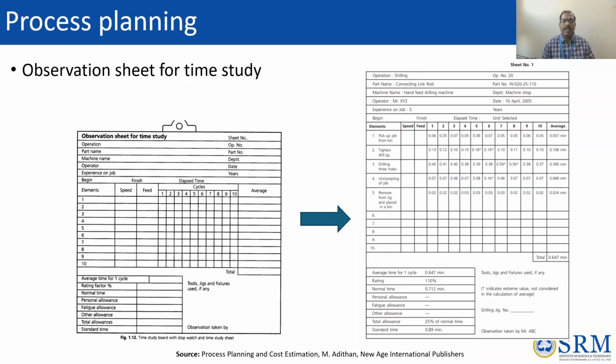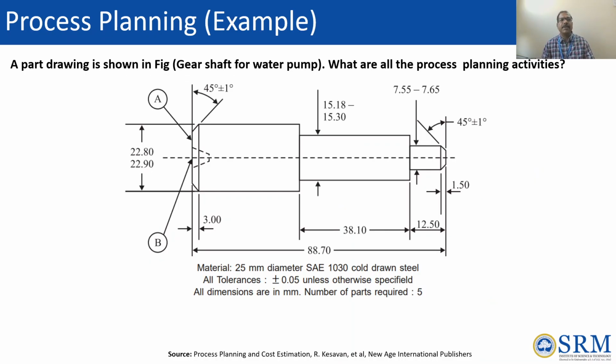So every activity is documented. That is what an observation sheet is. So here is one example I'm giving. Yeah, the part drawing is shown in the figure. Gear shaft. This is the gear shaft for a water pump.